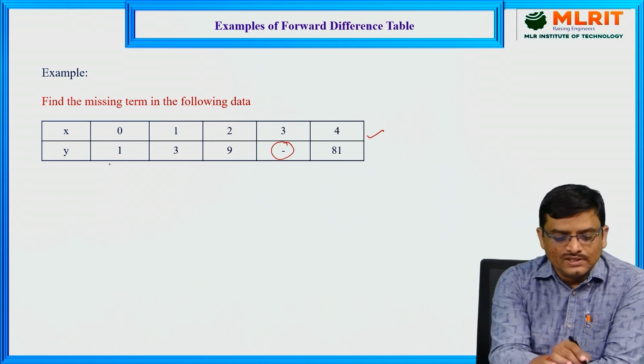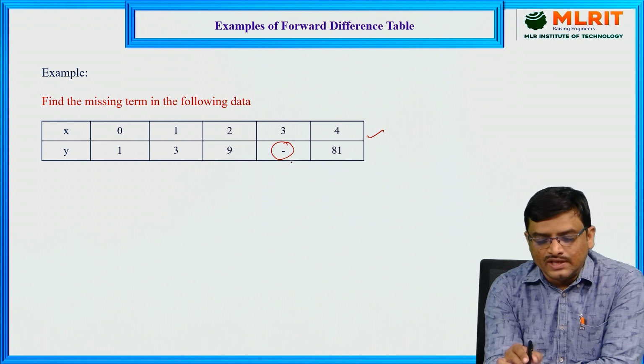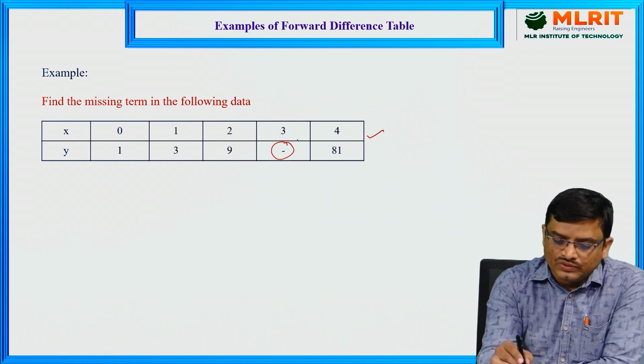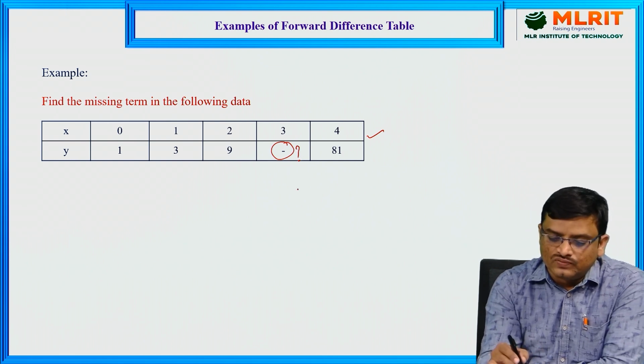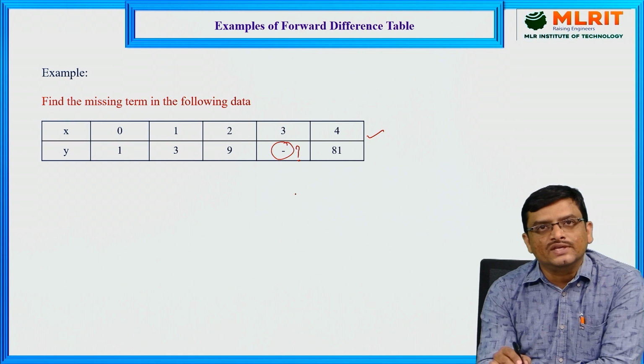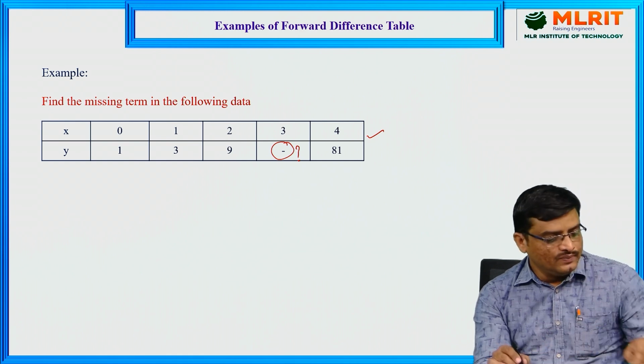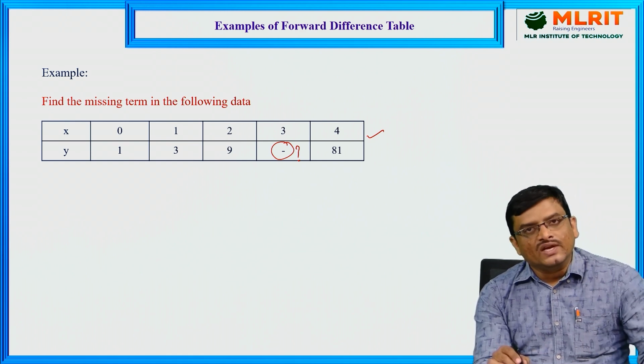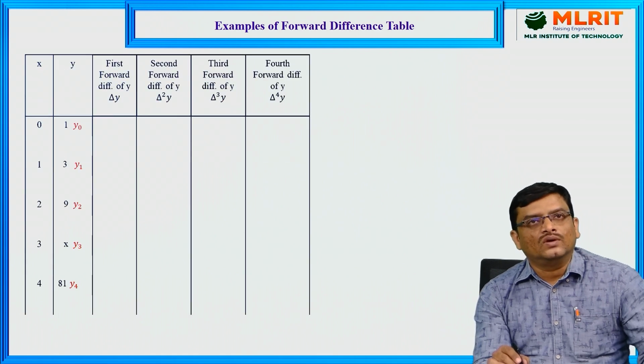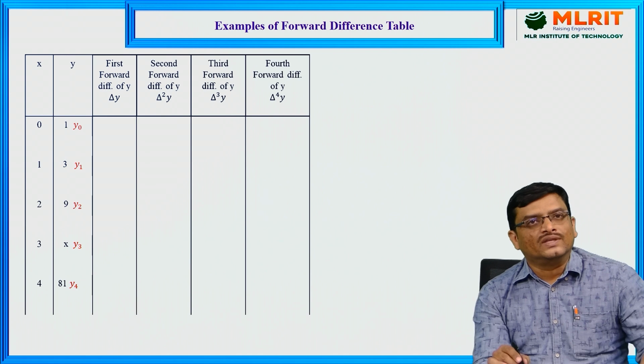So this is the data, x values and y values he has given. When x is equal to 3, we have to find out the value of y, that is the missing term here. This is possible, we can find this by using the concept of a difference table. Now let us construct the forward difference table here for the given data.